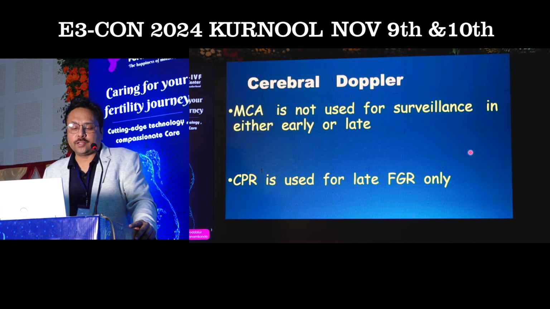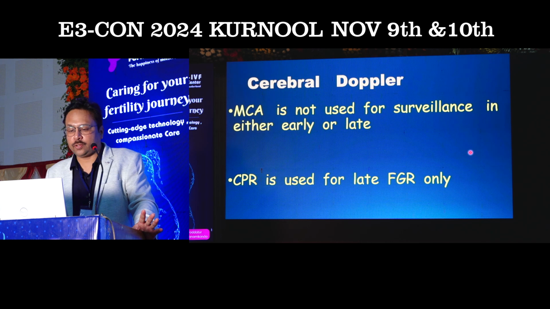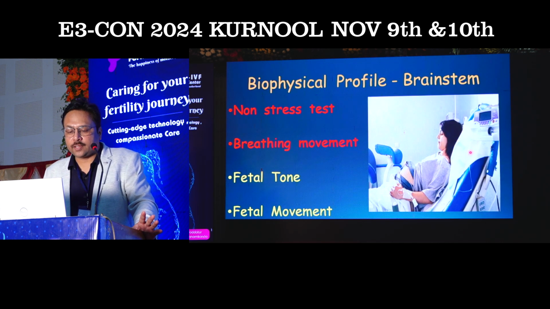Cerebral Doppler MCA is not used for surveillance either in early or late. CPR can be used for late FGR only. Now coming to biophysical profile, it has 4 acute constituents along with a chronic marker, that is amniotic fluid. The acute ones are non-stress test, breathing movement, fetal tone and fetal movement.